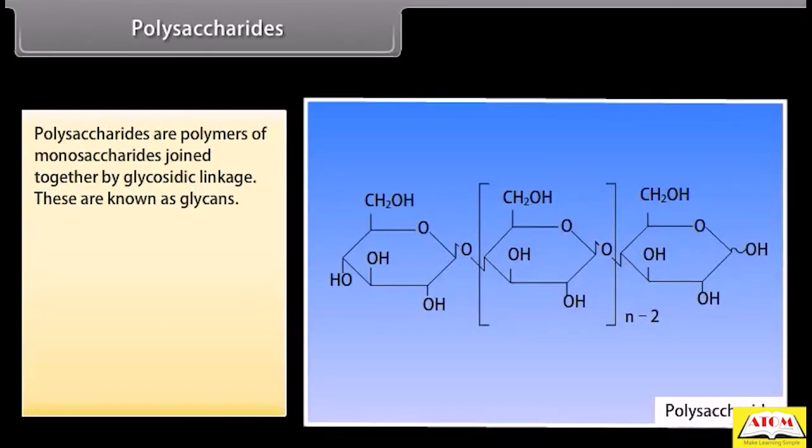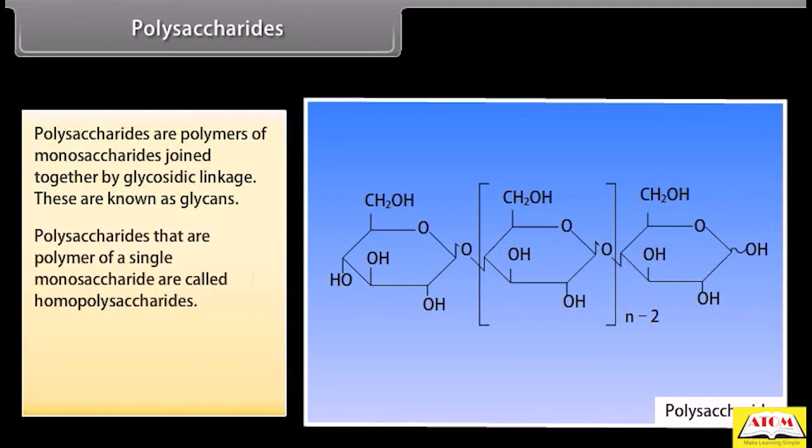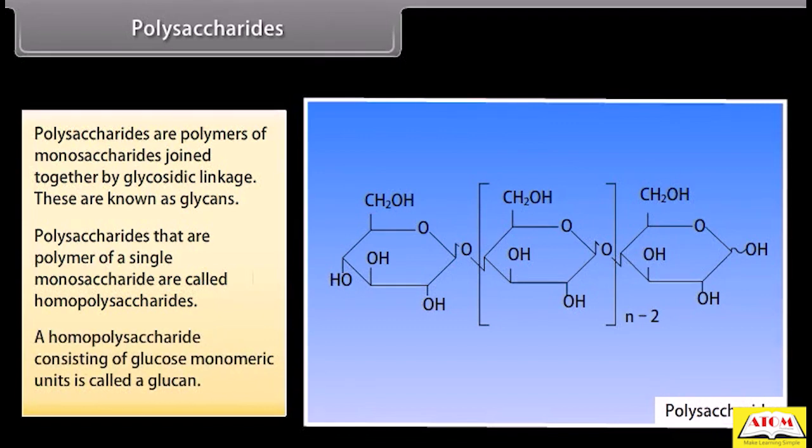Polysaccharides. Polysaccharides are polymers of monosaccharides joined together by glycosidic linkage. These are known as glycans. Polysaccharides that are polymers of a single monosaccharide are called homopolysaccharides. A homopolysaccharide consisting of glucose monomeric units is called a glucan.